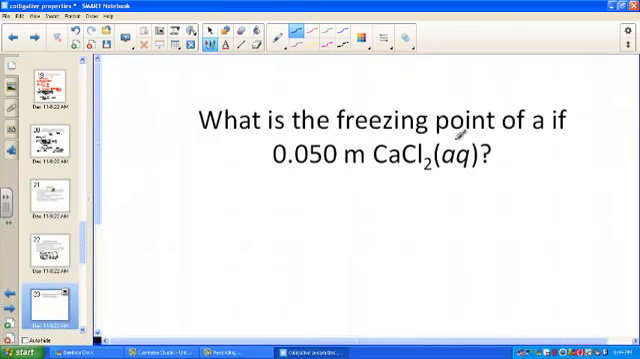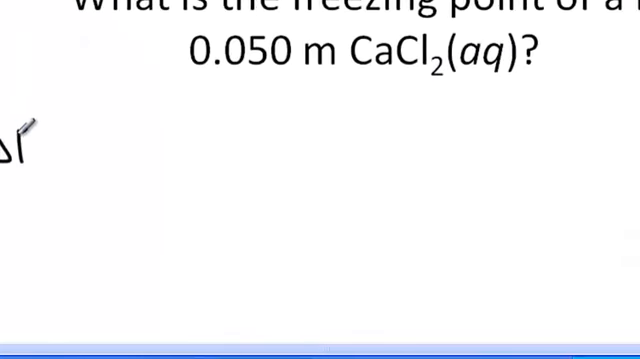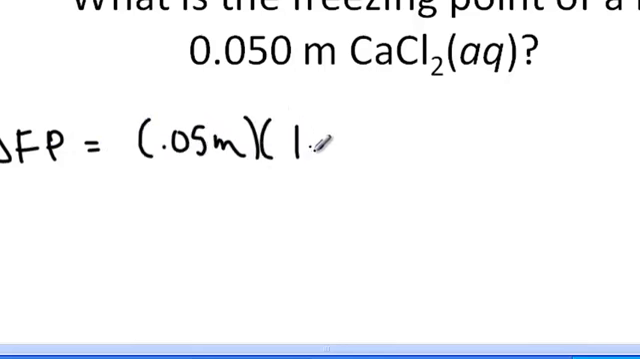What if I want to calculate the freezing point of a molal solution in water and it has calcium chloride? How much does the freezing point depress by creating a 0.05 molal solution? Remember that freezing point depression constant for water, 1.86 per 1 molal? What's the van 't Hoff factor now in calcium chloride?